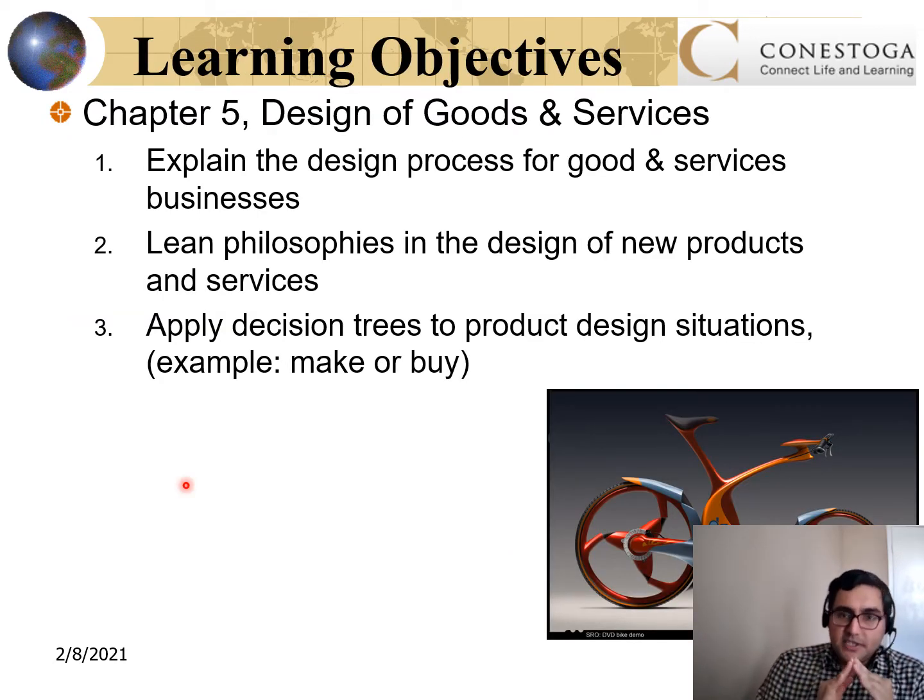So the various learning objectives of this particular chapter are as follows. First, we will explain the different aspects involved in designing a goods or a service. We will also introduce the various lean philosophies that can be followed in the design of new products or services. And towards the end of it, we will be learning about the decision trees to come up with certain product management decisions or product designing situations wherein we will encounter a make or buy sort of situation.